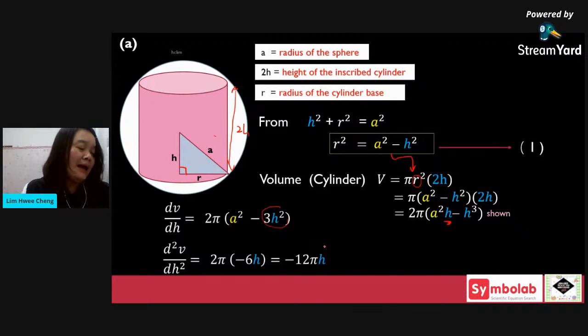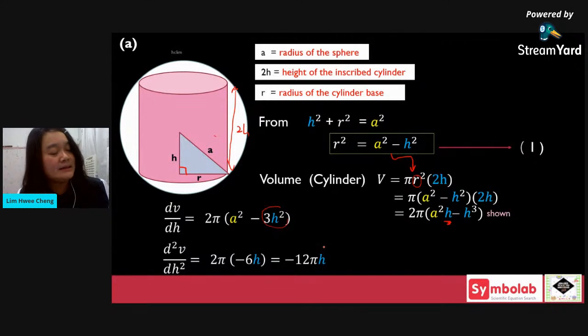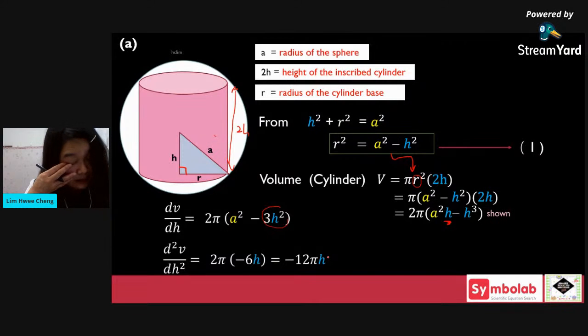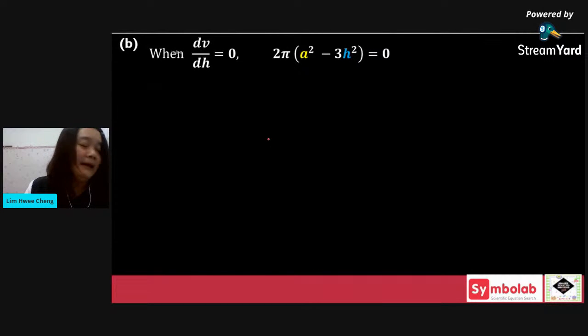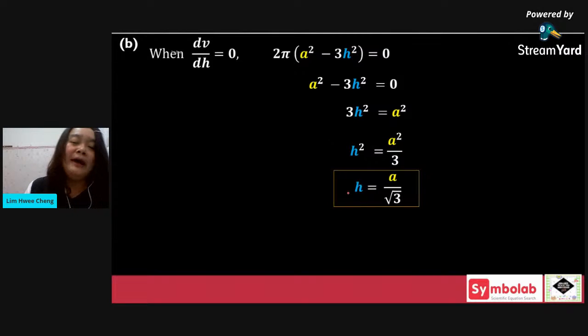Okay, then you proceed bila dia adalah maximum, bila dia adalah minimum. Okay, the optimum, the local maximum occurs when your first derivative dV/dh is 0. So you proceed with what you have done in dV/dh, you let it be 0. So you try to convert your h in the a term. a over square root of 3. So you get h equals a over square root of 3. Okay. Boleh? You get this.